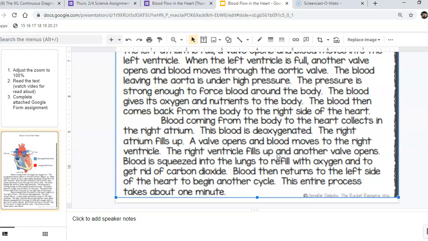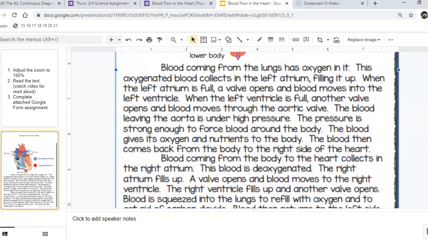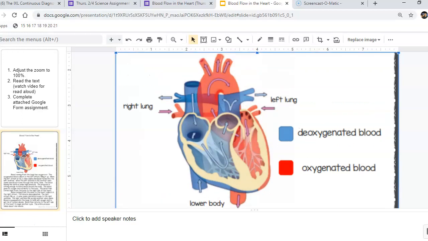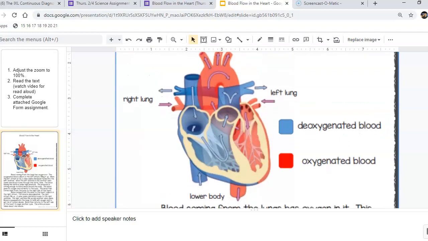So, blood coming from the body to the heart collects in the right atrium. The blood is deoxygenated. The right atrium fills up, a valve opens, and blood moves to the right ventricle. The right ventricle fills up and another valve opens. Blood is squeezed into the lungs to refill with oxygen and to get rid of carbon dioxide. Blood then returns to the left side of the heart to begin another cycle. All right, and the entire process takes about 1 minute. So let's go ahead and talk about this.